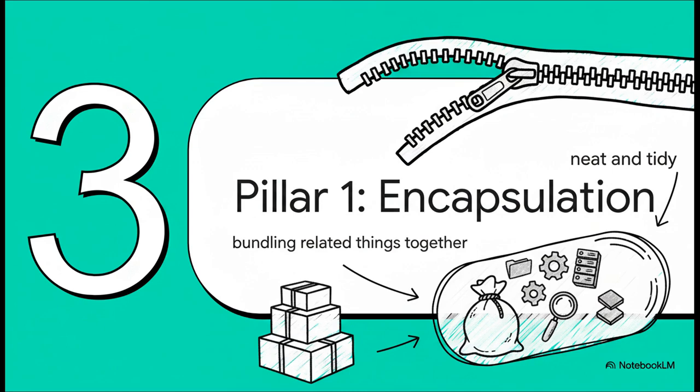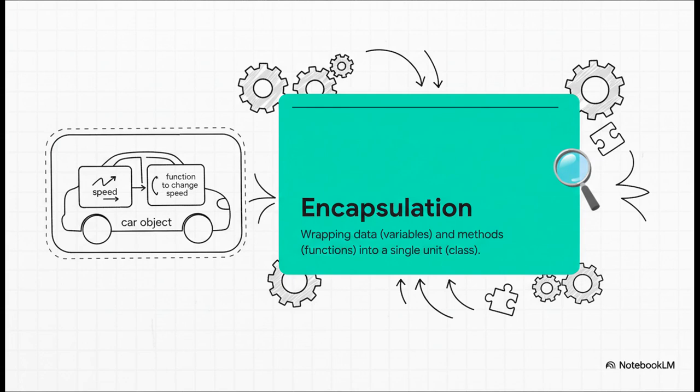Our first pillar is encapsulation, and really this is all about keeping things neat and tidy by bundling related things together into a nice self-contained package. At its core, what encapsulation really means is that a class, our blueprint, should package up all of its own data and the tools that work on that data. So a car's speed and the function to change that speed, they should live together right inside the car object.